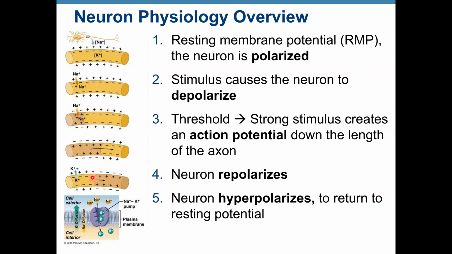Sometimes, well, I think it happens all the time, the neuron can hyperpolarize. So it's repolarized, it becomes -70, and then more potassium moves out, so it becomes maybe -75, -80, so it becomes even more negative. And when the neuron becomes more negative than -70, this is called hyperpolarization. And after hyperpolarization, we return back to resting potential.